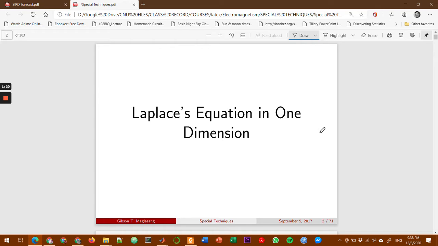So we will focus on these special techniques, specifically on the Laplace equation. We are all familiar with the Laplace equation already, since time and time again this equation shows up somewhere. And the whole chapter of this course, electromagnetism on special techniques, will be dealing with the Laplace equation, in one dimension, in two dimensions, and also in three dimensions.